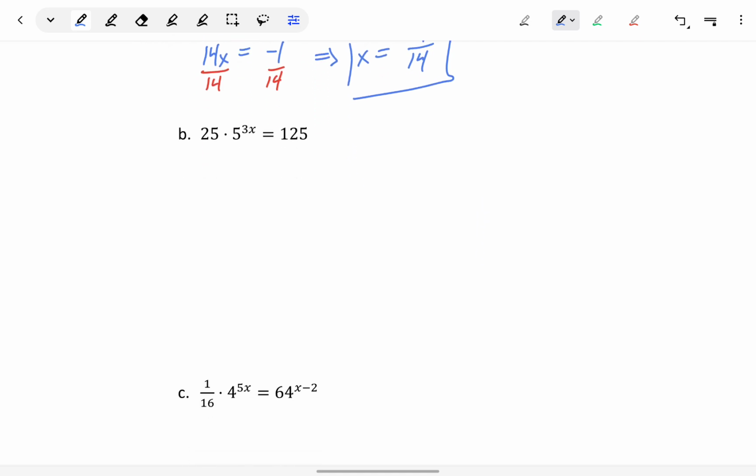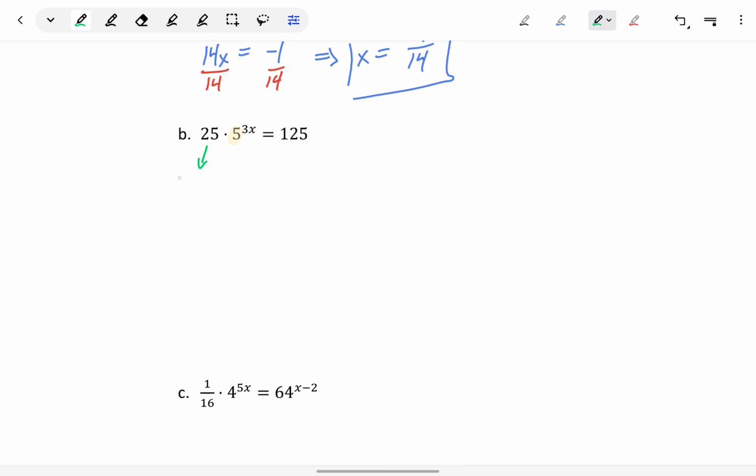We want to apply that same idea in part B, but now we have a more complicated expression to work with, a more complicated equation. In these cases, what we want to do is identify the expression with the smallest base. In this case, that's 5, which is being raised to the 3x power. And that tells us what we want to do is try to rewrite everything else in the problem in terms of 5 raised to some power.